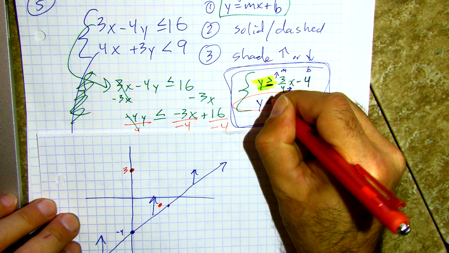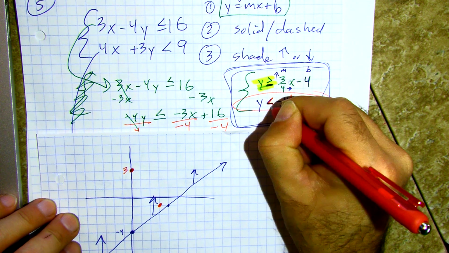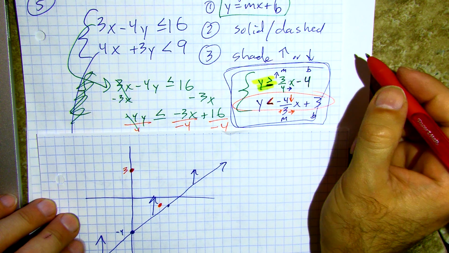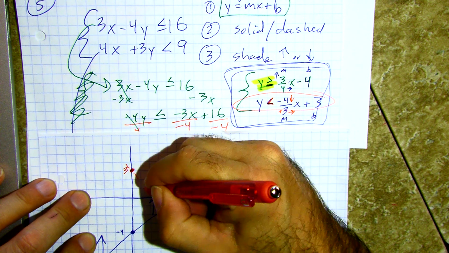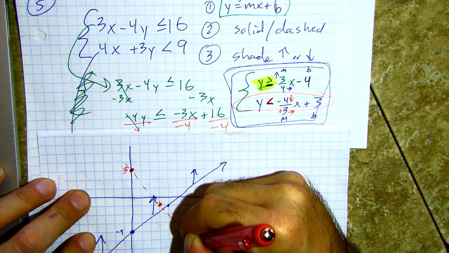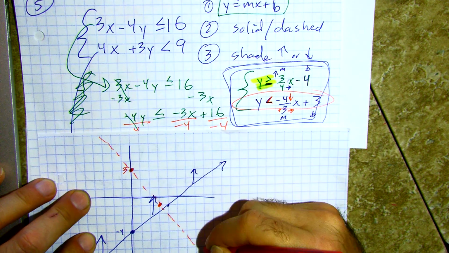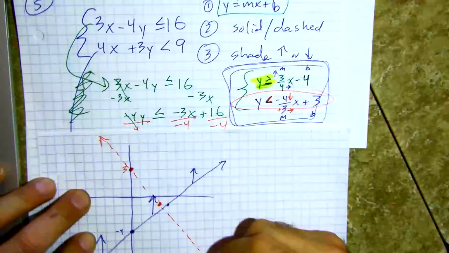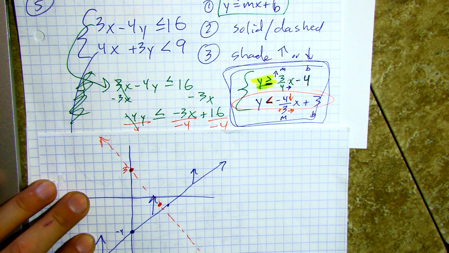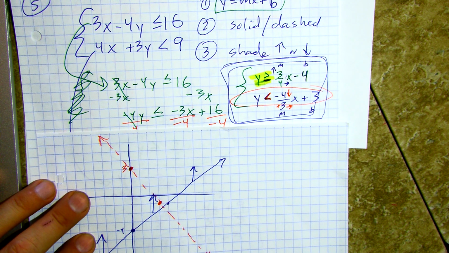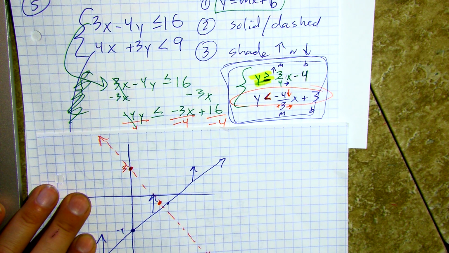Okay. And then where do I look to know where I shade? I look here. Y is less than. Y is less than. So what is less than for y values? Down. Less than. Down. Okay. So I look at this now. I'm done. I just need to shade it.